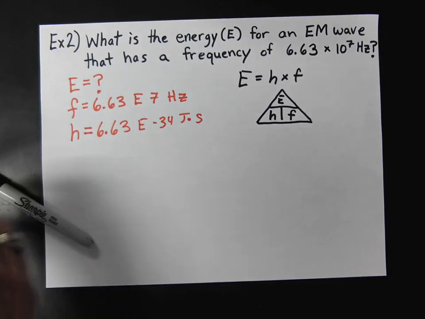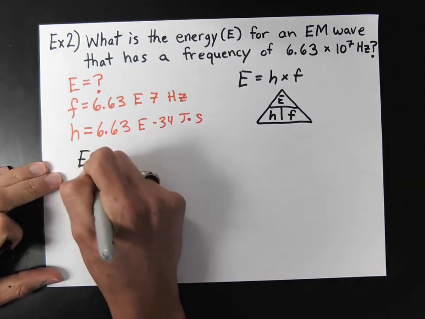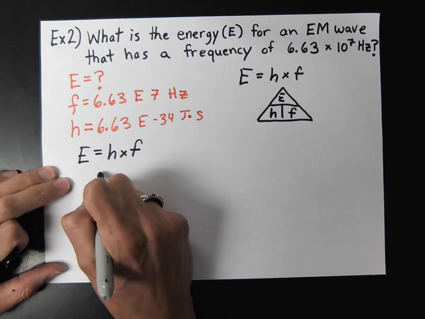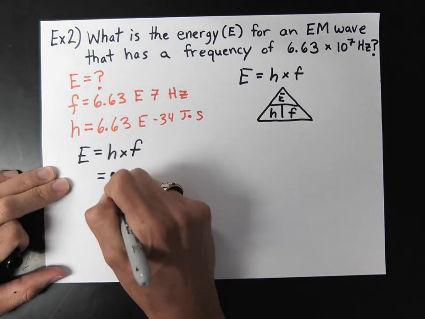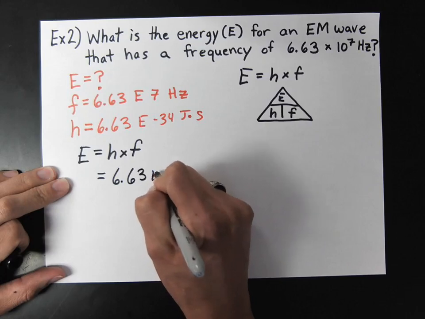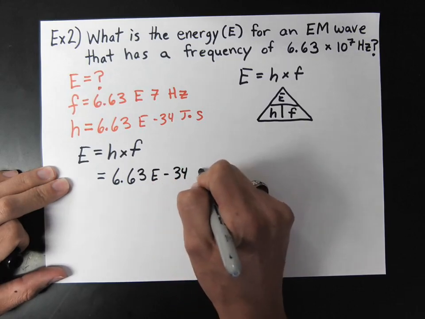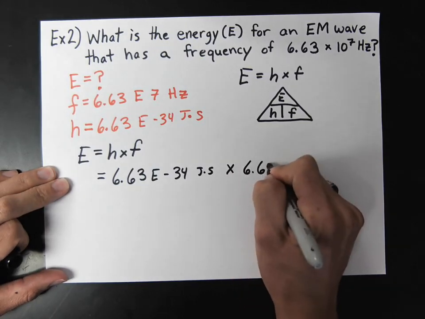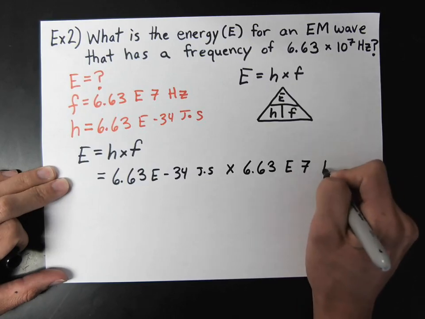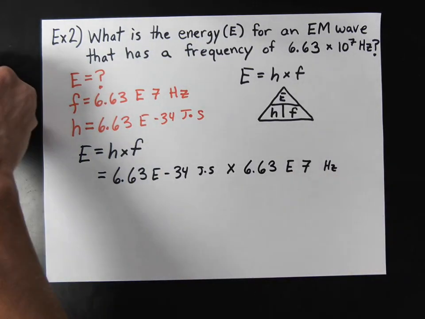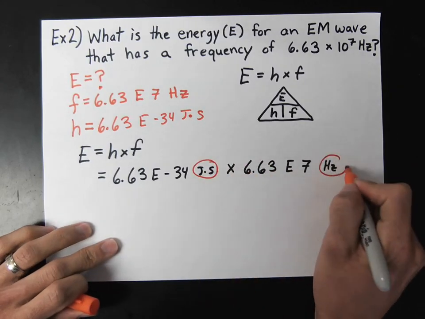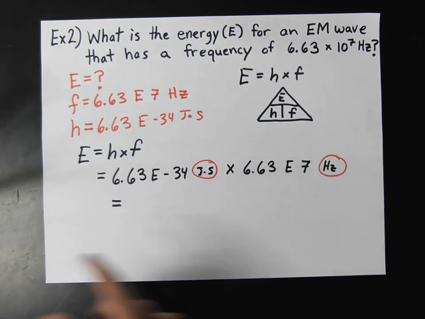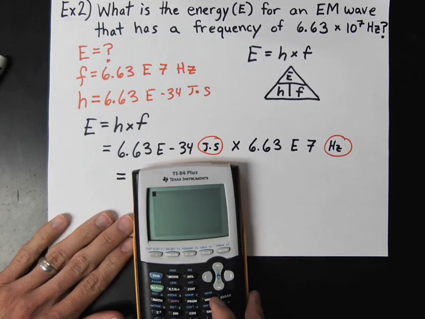So let's solve for it. You have E equal to h times f. So 6.63 E negative 34 joules times seconds multiplied by 6.63 E 7 hertz. The units are just there, so we know what we're working with. Let's get out the calculator.